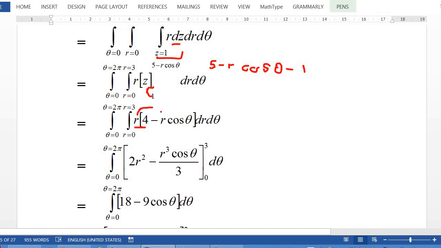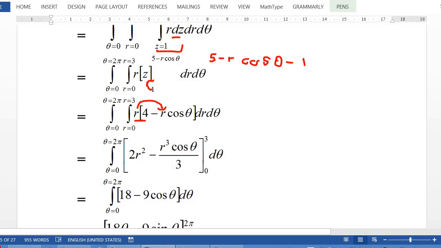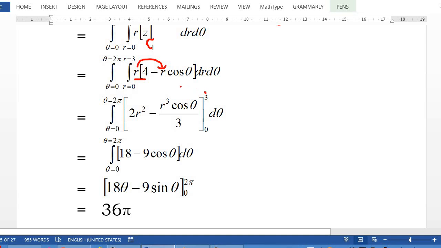Don't forget this is r squared. Integrate minus r squared cos theta, so minus r cubed over 3 cos theta. Plug in r from 0 to 3. Plug in the upper limit: 3 squared is 9, 9 times 2 gives 18. So this is 3 cubed divided by 3, leaving 3 squared, which is 9 cos theta, minus 9 cos theta.